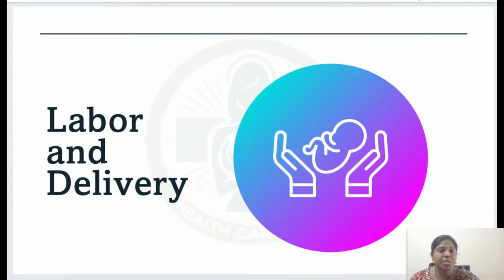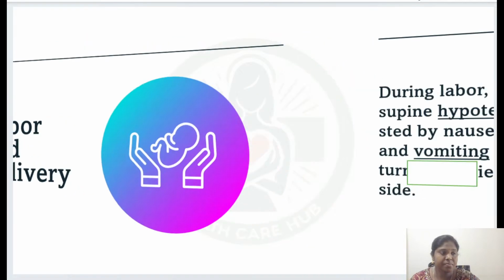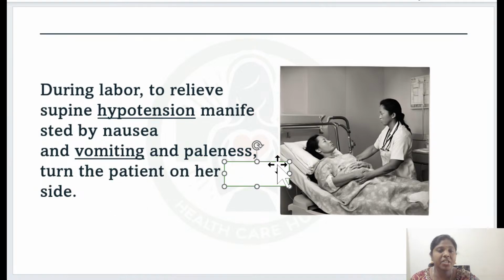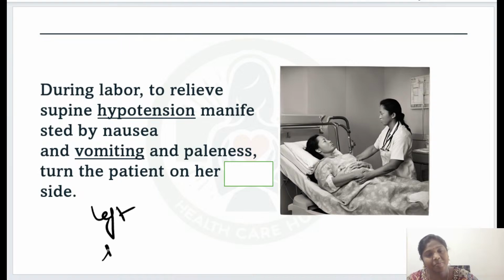And the next questions will be about labor and delivery. So during labor, to relieve supine hypotension manifested by nausea and vomiting and paleness, turn the patient on her dash side. So when the patient has hypotension, which side should we turn the patient, the left side or the right side? Already the answer is visible.